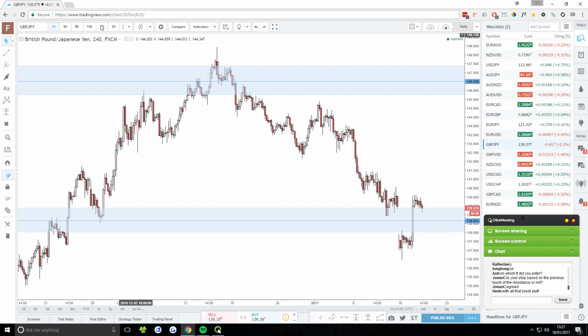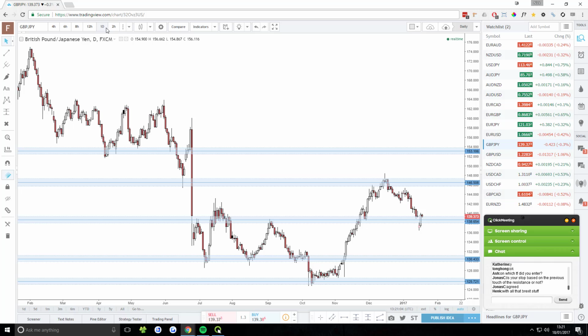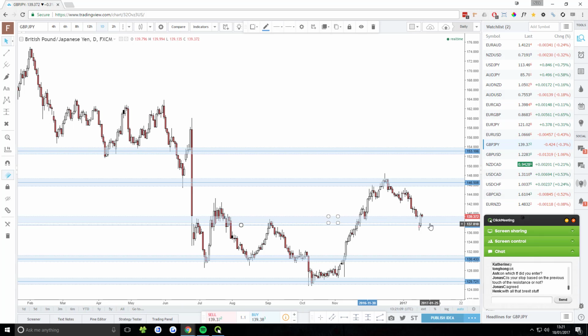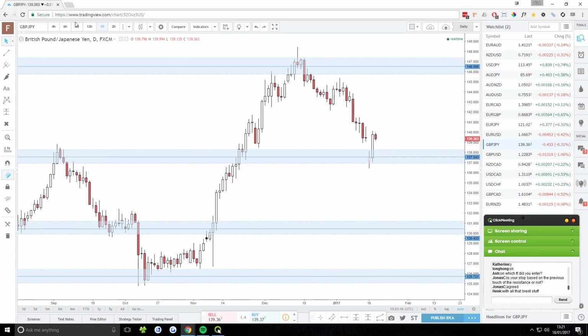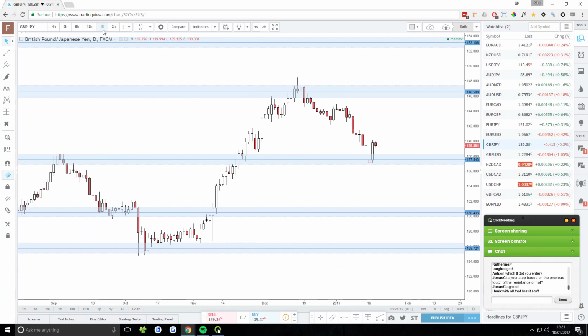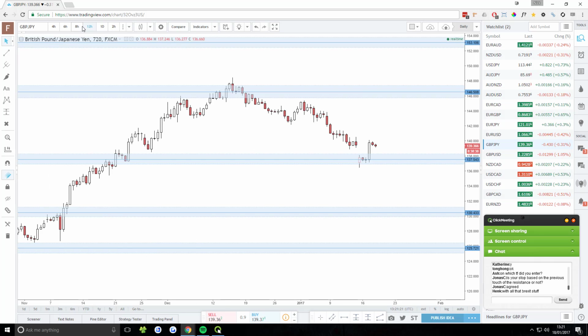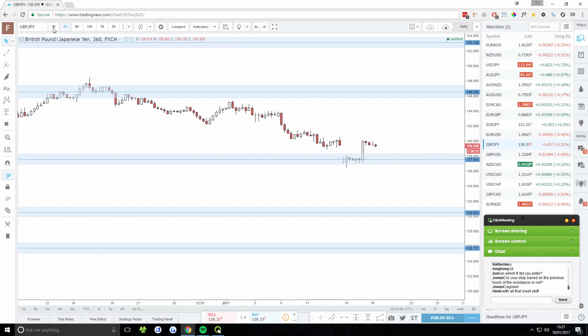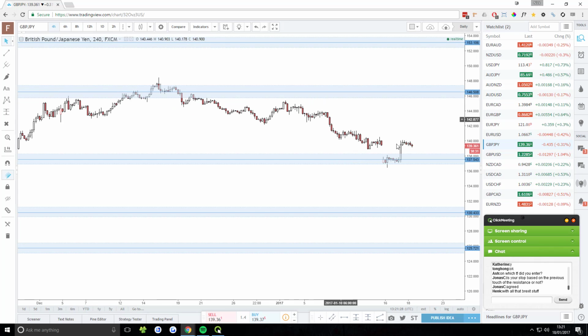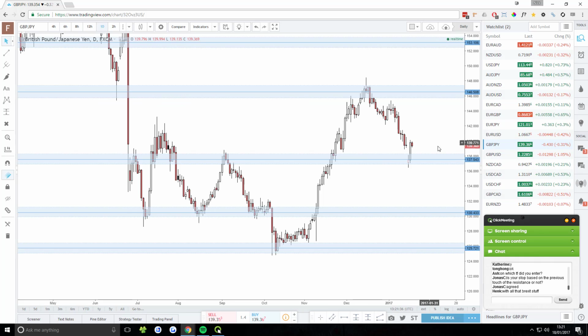GBP JPY is just doing whatever it is doing. Pull this area down for now. Yeah, GBP JPY, there's nothing that we could really trade here. It's in between two support resistance areas, but also simply the fact that it has been completely destroyed this week by May's comments on the weekend, and then May's speech. It's just a mess.